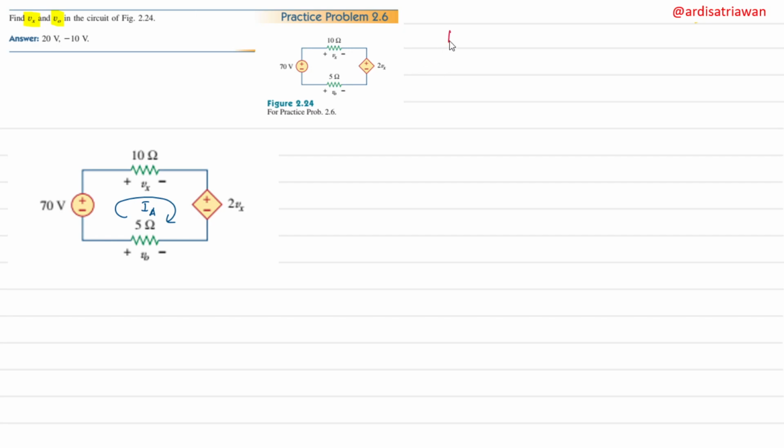So we will use KVL at loop IA. Okay, KVL says that the sum of the voltages will equal 0 in a loop. Okay, we will need to start one by one. So this is the voltage source and it's flowing from negative to positive, so the sign will be negative and the value is 70. And then we have a resistance of 10 ohm. But it is a resistance and we need voltage, so we multiply it by IA.